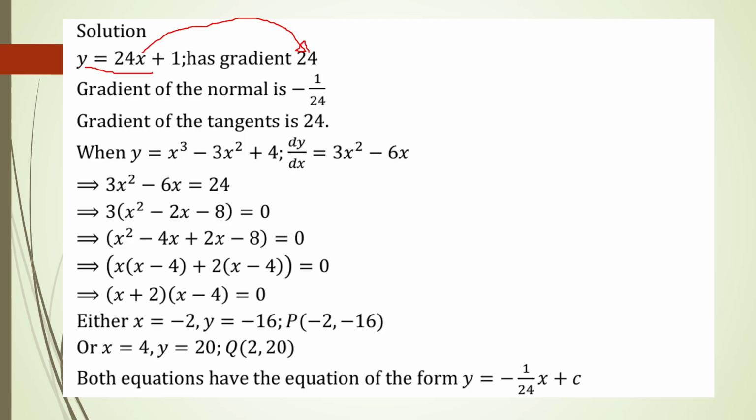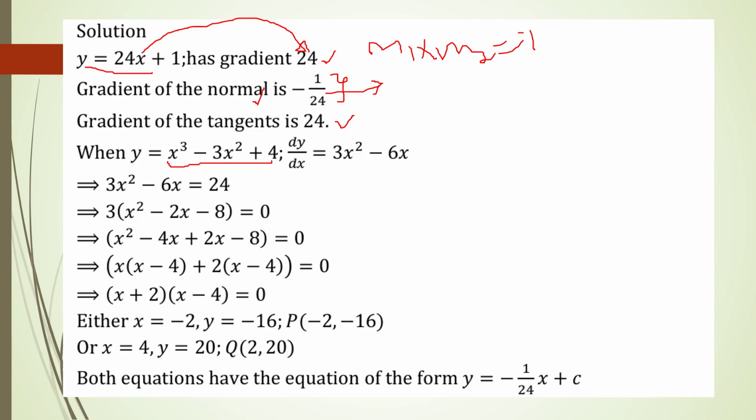Then the gradient of the normal to this line, according to our theory, m1 times m2 equals -1, is going to be -1 out of 24. So this is the gradient of the tangent, and this is the gradient of the normal. The gradient of the tangent is 24, and the gradient of the normal is -1 out of 24. But then they told you that the curve you are given is x cubed minus 3x squared plus 4.